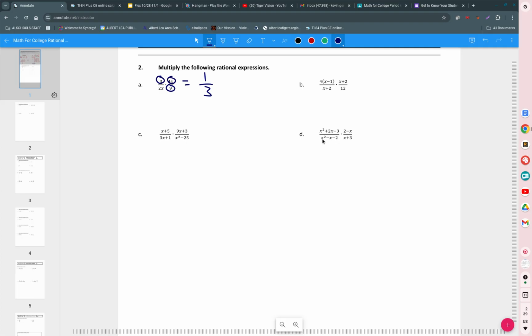Does 4x over 2x reduce? The 4 over 2 reduces to 2, and the x over x reduces to 1. So we have 1/3 times 2. And once you reduce them, you can then go ahead and multiply. And I get 2 over 3.